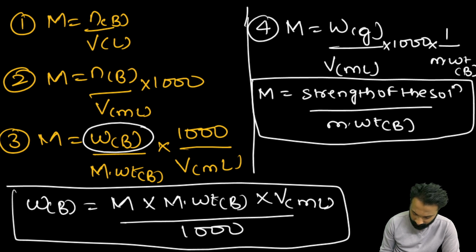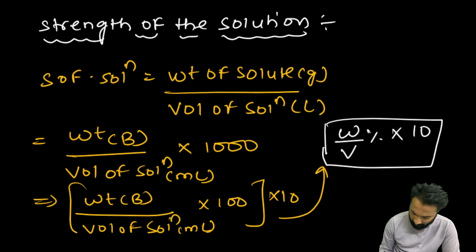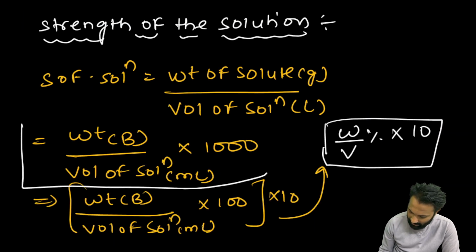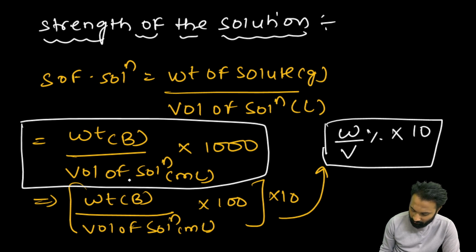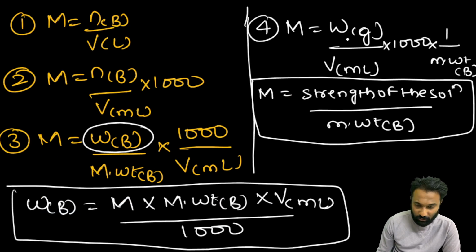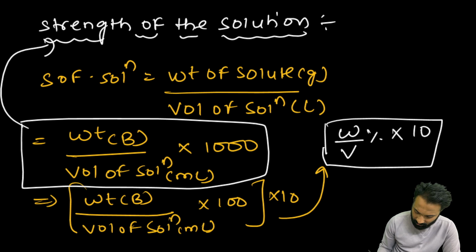Now you can see, just now I discussed the strength of the solution formula. Weight of the solute in grams by volume of the solution in ml into 1000 is the strength of the solution. Same thing here also: weight of the solute in grams by the volume of the solution in ml into 1000 is the strength of the solution. And one conversion also we did in the strength of the solution case.